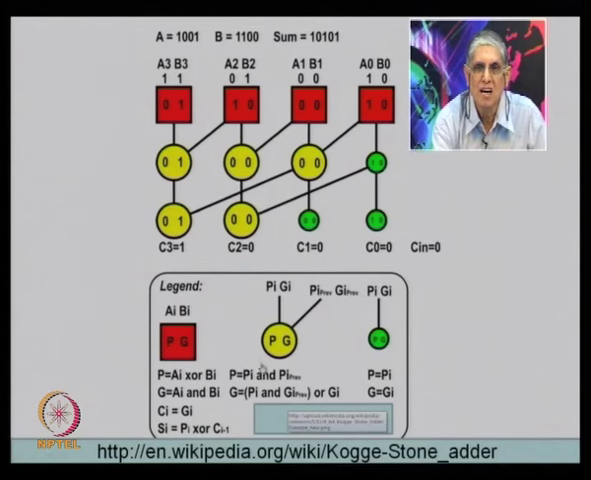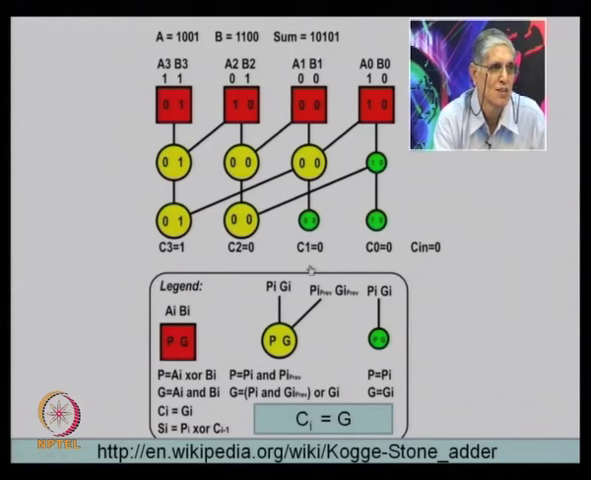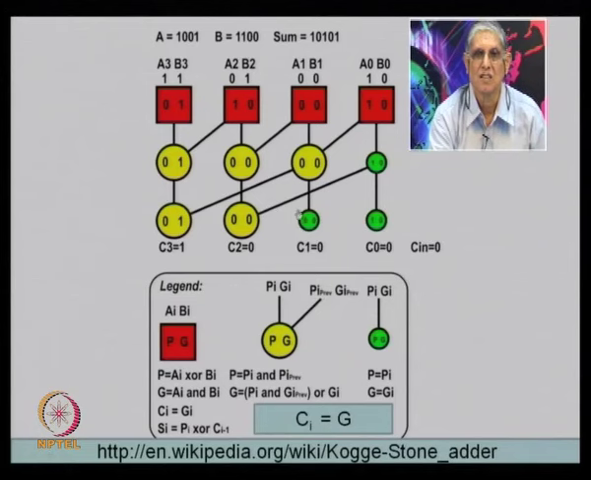This is P I and P I inverse, 0 into 1 is 0, and G is P I and G I inverse. So, it is 0 into 1, which is still 0. So, 0, 0. Okay. Now, this I propagate down. So, I get the next C as my G I, which is 0, because this is 0. So, output is 0, carry 0.